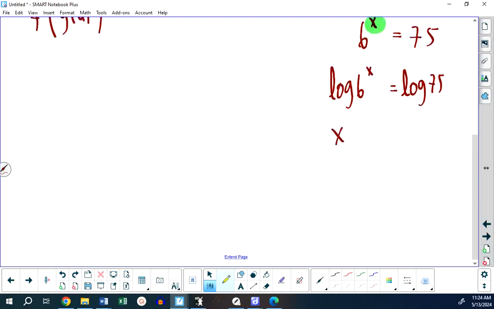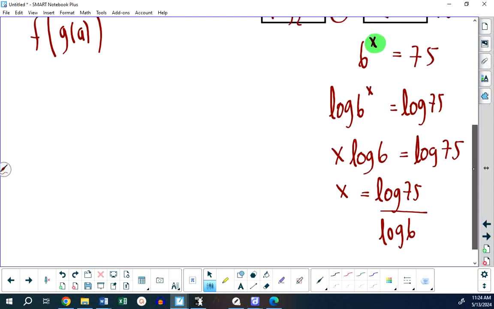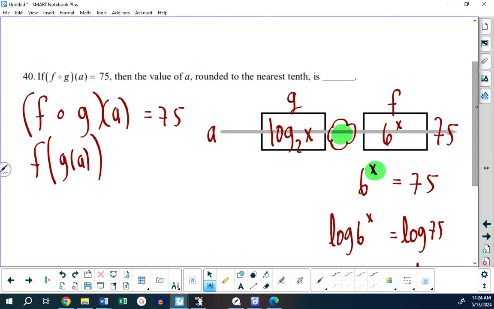And that means that when I bring that x down, this is the power law for logarithms. I get x log 6 equals log 75. So I now know the value of x. And I would highly recommend here, Marquin and everybody else, that you calculate that and you have it on your calculator. I wouldn't put log of 75 over log of 6 in here. Okay? I'd put a decimal, and I would carry all the decimals on my calculator.